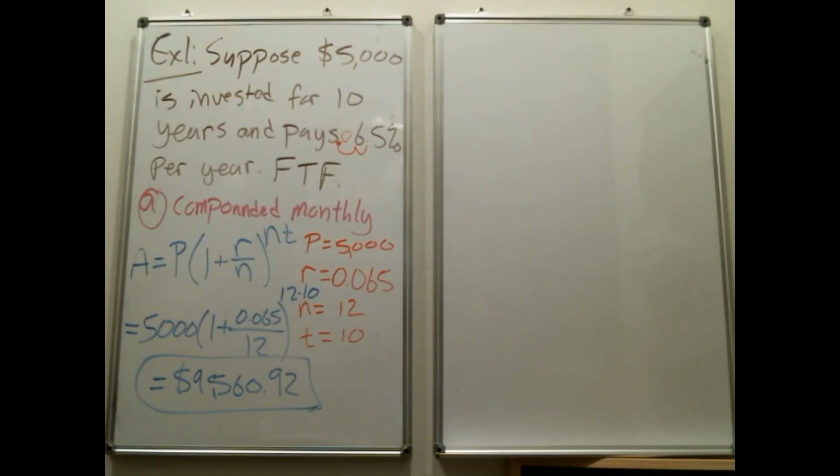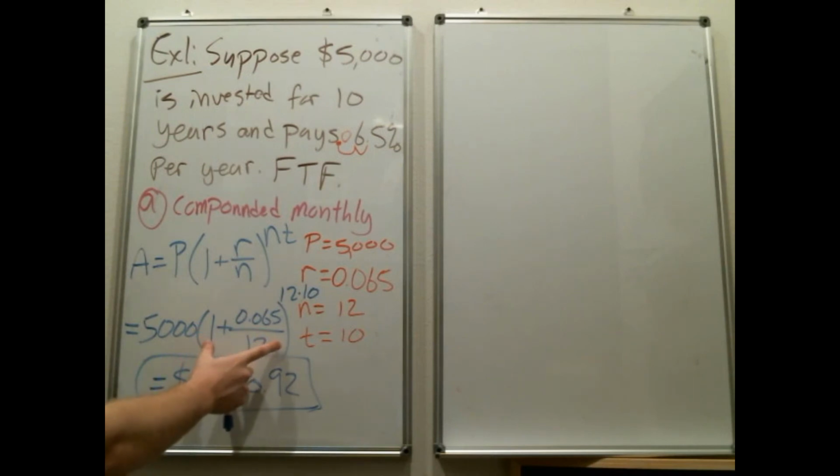So to plug this into the calculator, what I would do first is do this part first, the 0.065 divided by 12. That gets you some number. And then you want to take that number and add it to 1. So now you have 1 point something, 1.0 something.